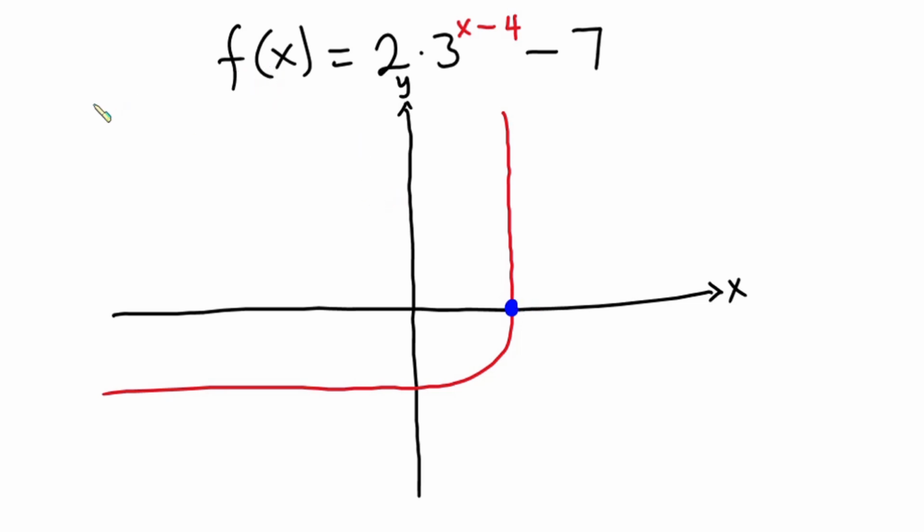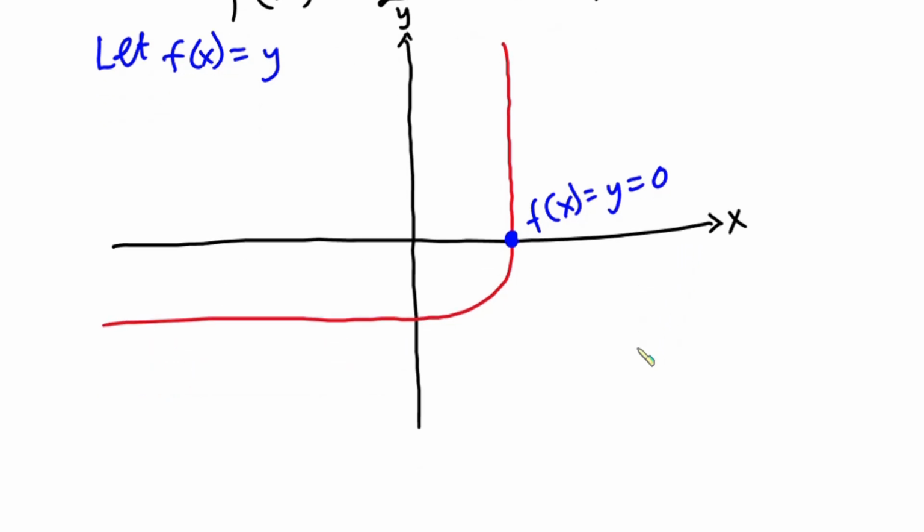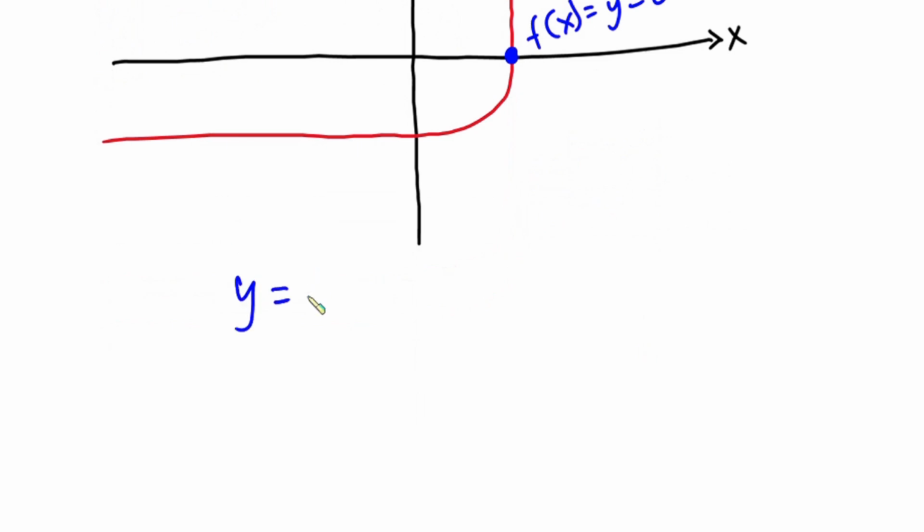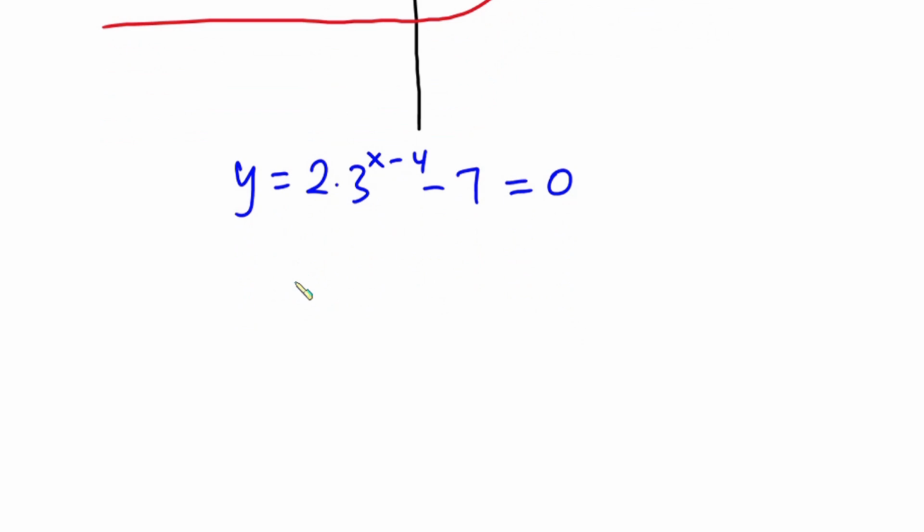So if I let f of x equals y, then what it means is that at this point we have f of x, which is equal to y, is equal to 0. Okay, so I can say that y is equal to 2 times 3 to the power x minus 4 minus 7 is equal to 0. Now let's move this negative 7 to this side. So we have 2 times 3 to the power x minus 4 is equal to 7.